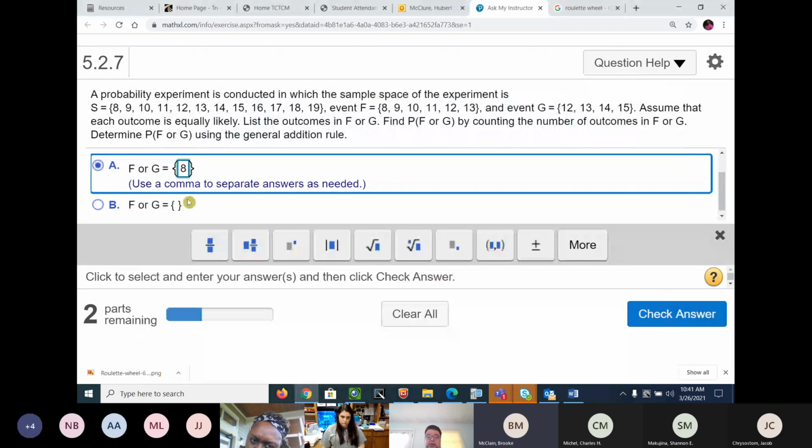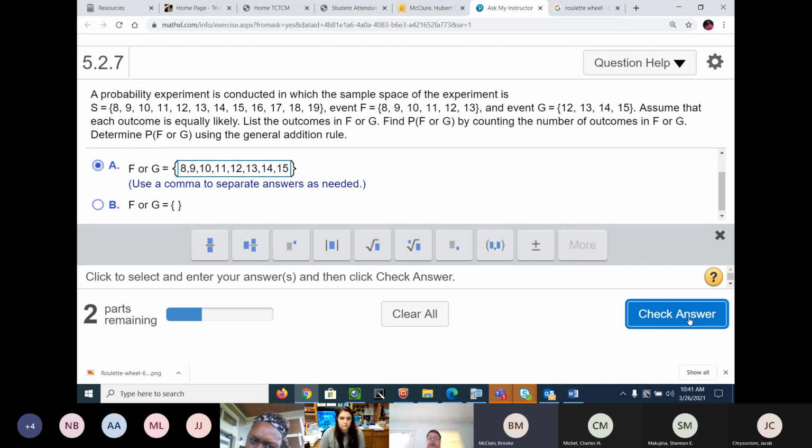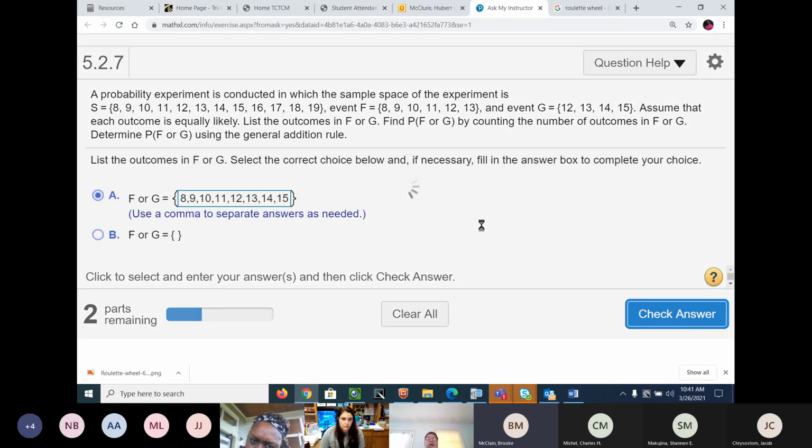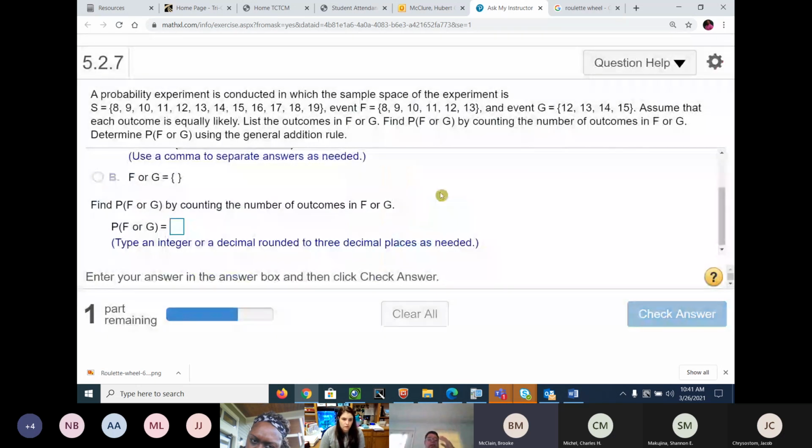8, 9, 10, 11, 12, 13, 14, 15. Is that it? Yes. That should be it. Now we're going to do the math. Find the probability of F or G by counting the number of outcomes in F or G.